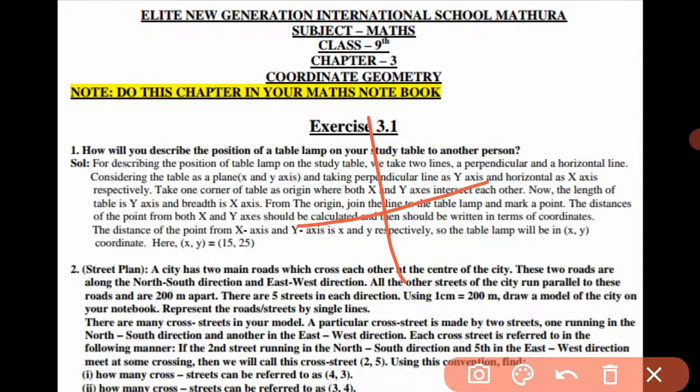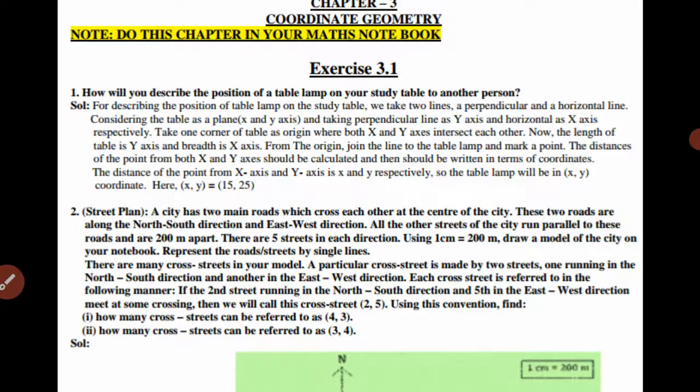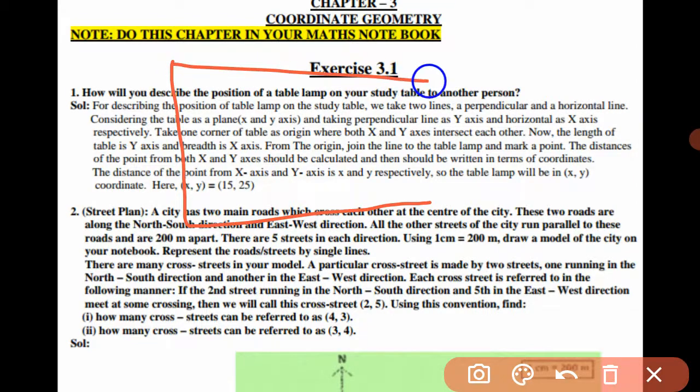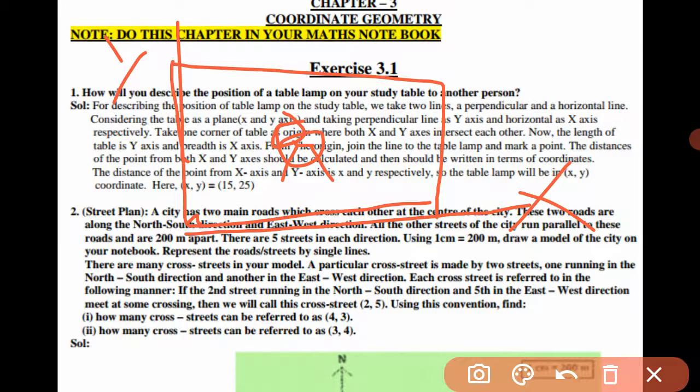So see the first exercise. In the first exercise the questions are activity based. In the first question, how will you describe the position of a table lamp on your study table to another person? Suppose this is the table, and on this table a table lamp is kept. To represent the position of this table lamp, we can take any one corner, consider this horizontal line as the x-axis and the vertical one as the y-axis. Then we take the distance from the x-axis and y-axis, and then we can represent the position.